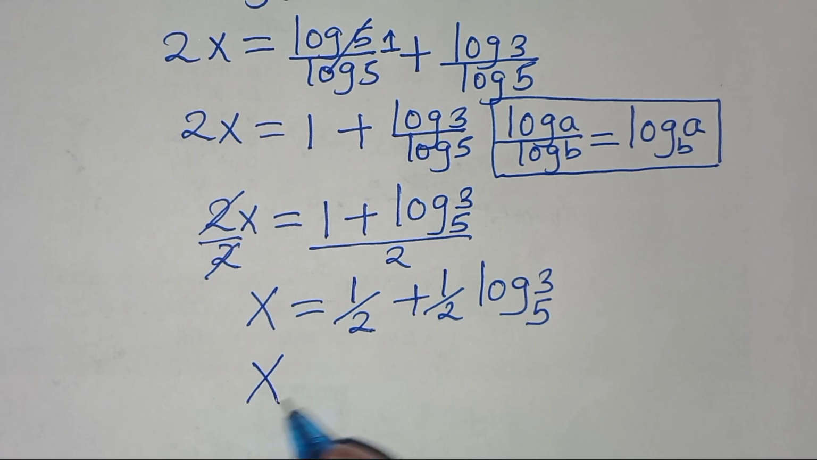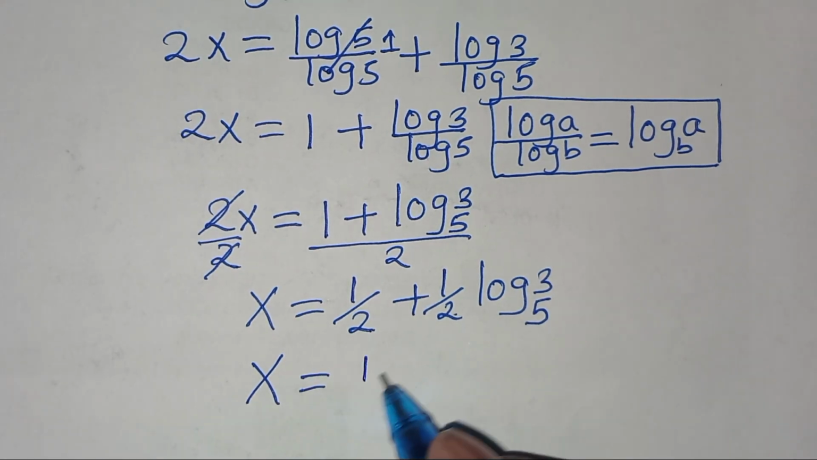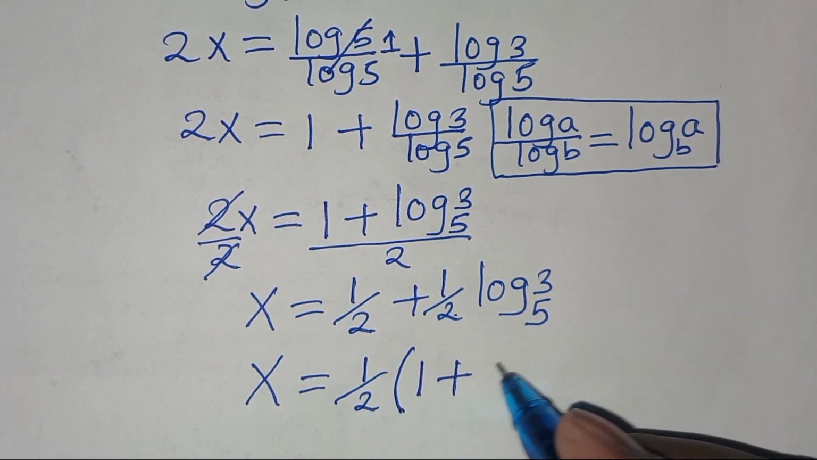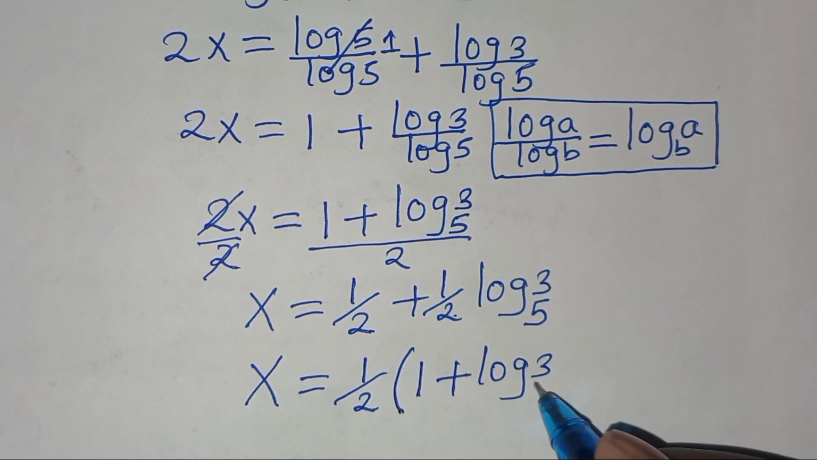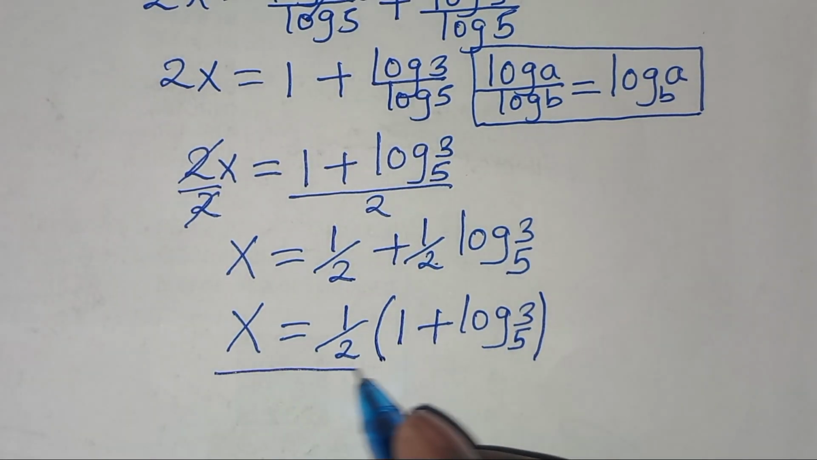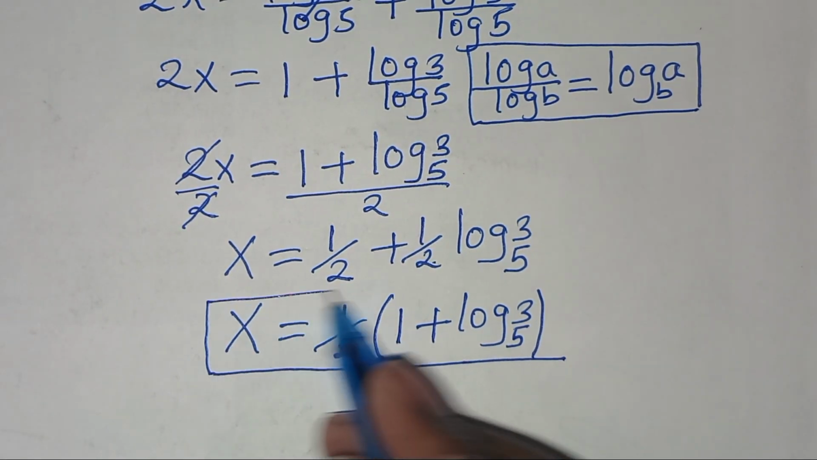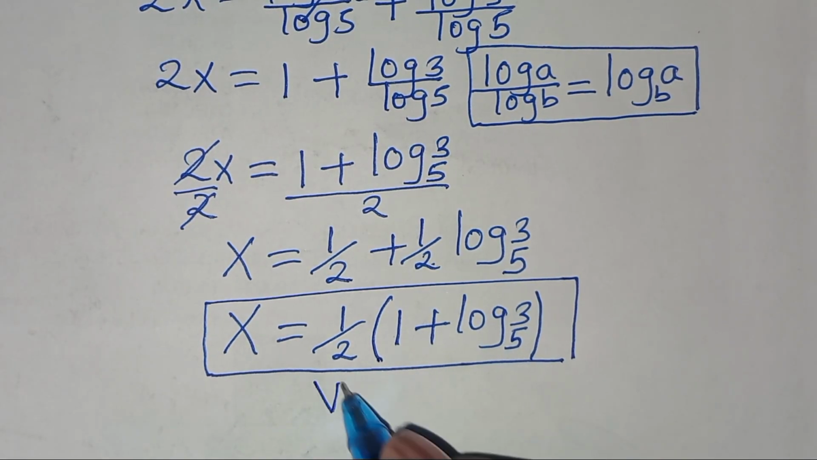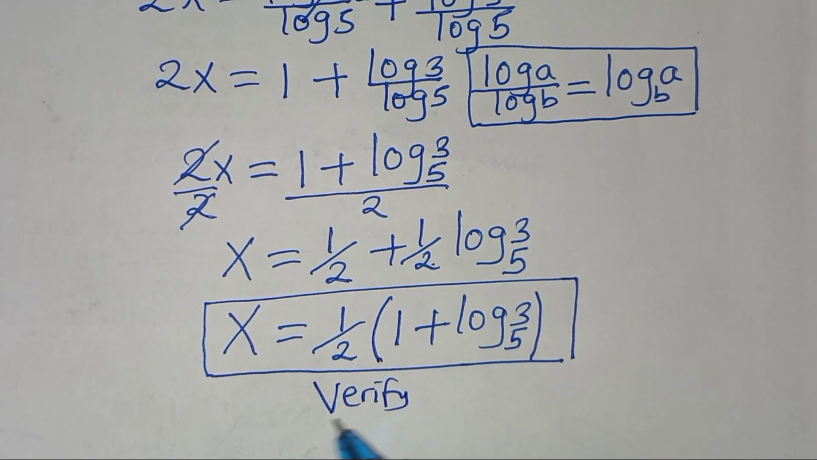Since a half is common here, we can factor out a half, so that now we have x equals a half into the bracket 1 plus log 3 to base 5. This is the value of x. And therefore, let's verify that this value of x actually satisfies the equation.